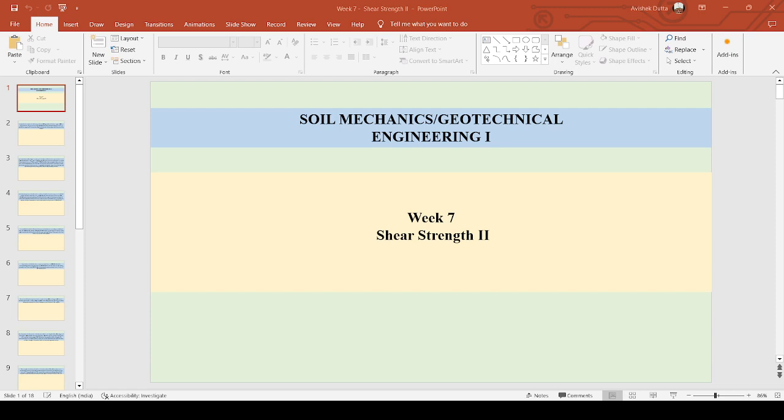The seventh live discussion session of the course Soil Mechanics Geotechnical Engineering 1 of this July-October session. This is the seventh discussion on the topic of shear strength, part 2.